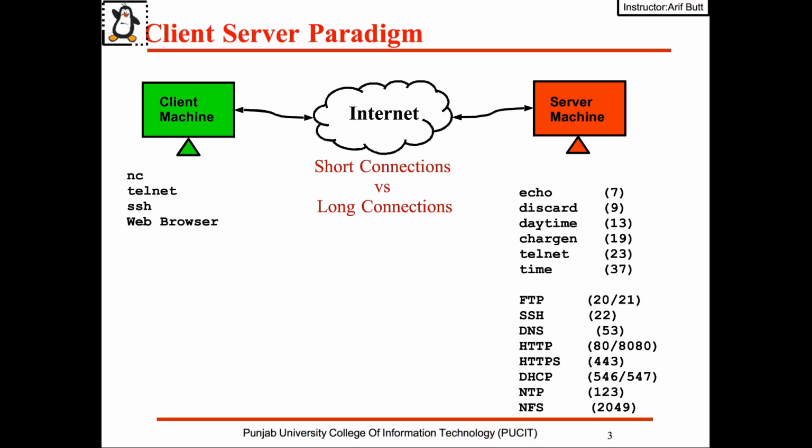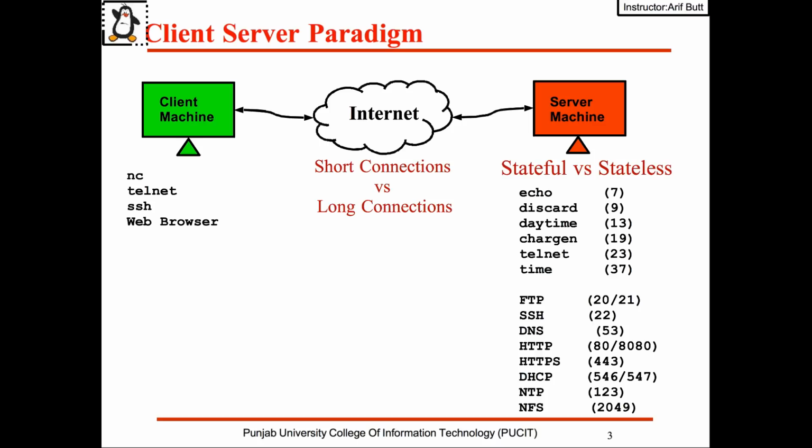Well, as far as connectivity is concerned, these client and server programs can have short connections, or maybe they have long connections. For services like Time and Echo, the interaction between the client and server is limited to one request and one response. So they are short connections. And for services like Telnet, SSH, HTTP, FTP, the interaction between the client and server continues until the client sends some sort of a quit message to the server. So we call them long connections.